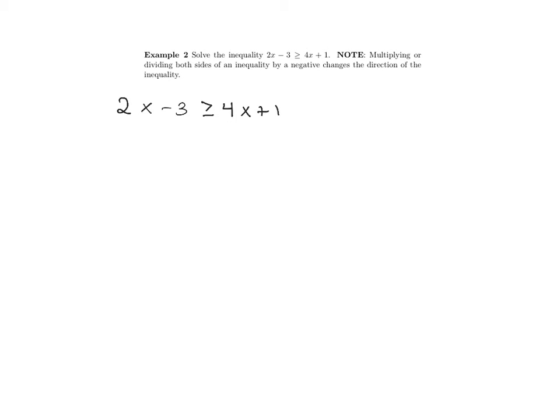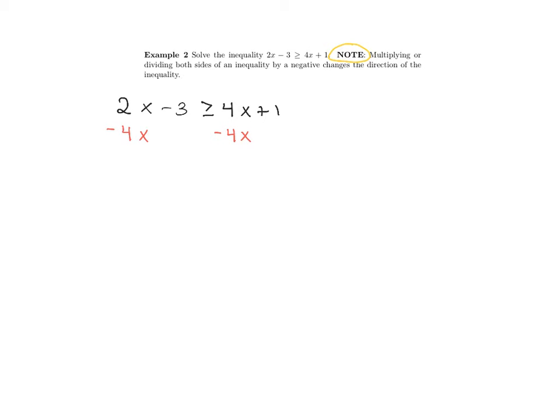And we can solve this just like we would an equation. I did put this note within the question. If you multiply or divide an inequality by a negative number, it's going to change the direction of the inequality. So it's just one thing to be careful about. So to solve this inequality, I'm going to start by subtracting 4x from both sides.